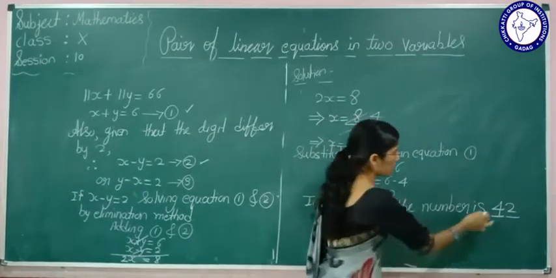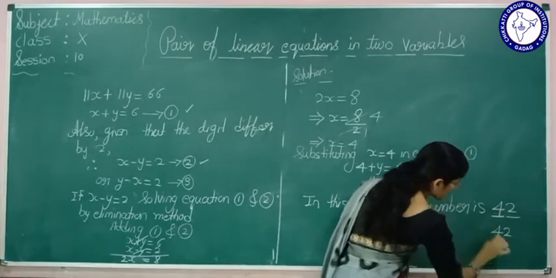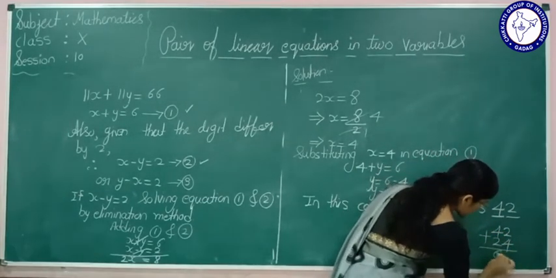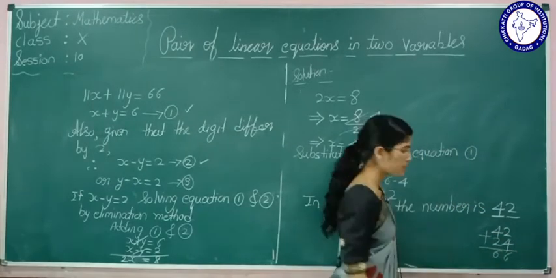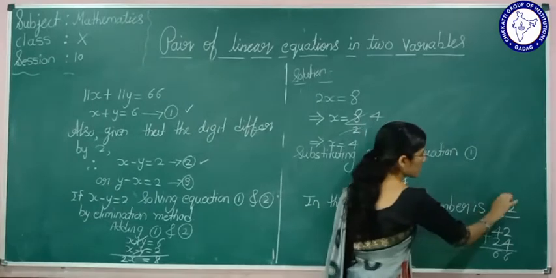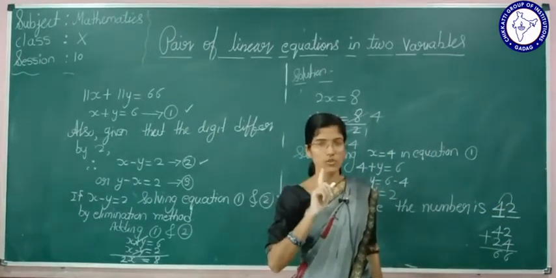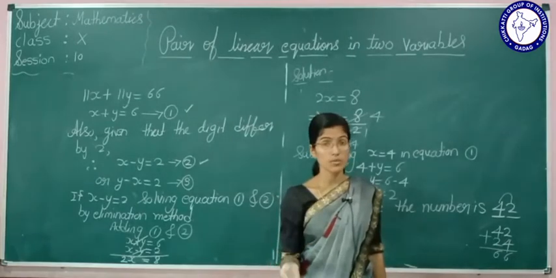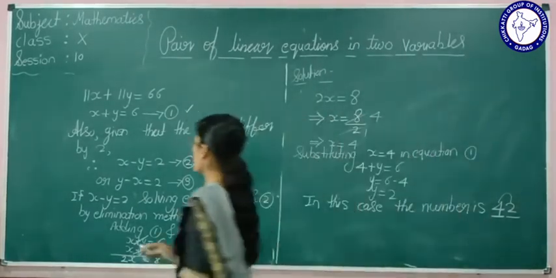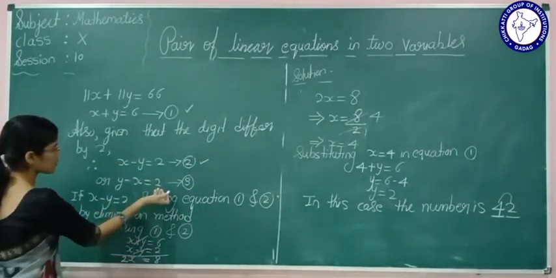See here, 42. Reverse this number, it will become 24. 42 plus 24 is 66. Okay. Now you do 4 minus 2. 4 minus 2 is 2. We got one number, such that the number is 42. They asked how many such numbers are possible, right? Now we have one more condition here: y minus x is equal to 2.